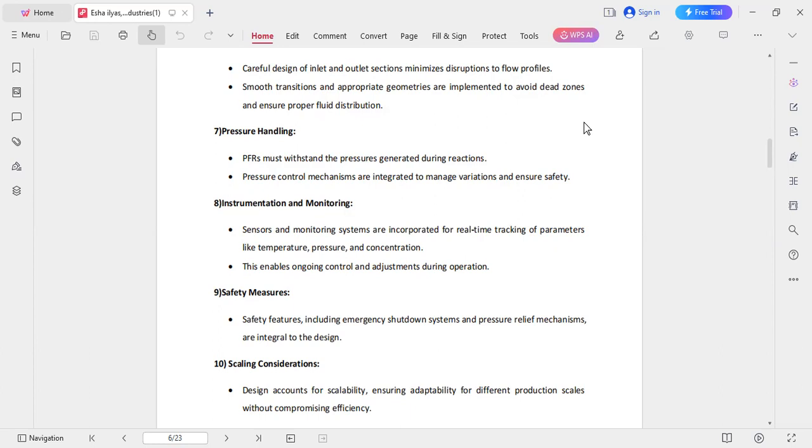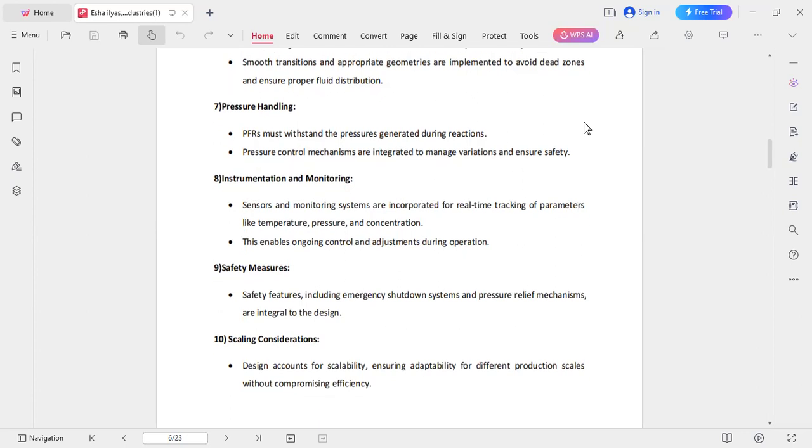Number nine, safety measures. Safety features including emergency shutdown systems and pressure relief mechanisms are integral to the design. Number ten, scaling considerations. Design accounts for scalability, ensuring adaptability for different production scales without compromising efficiency. We should keep all these points in mind while designing our plug flow reactors.